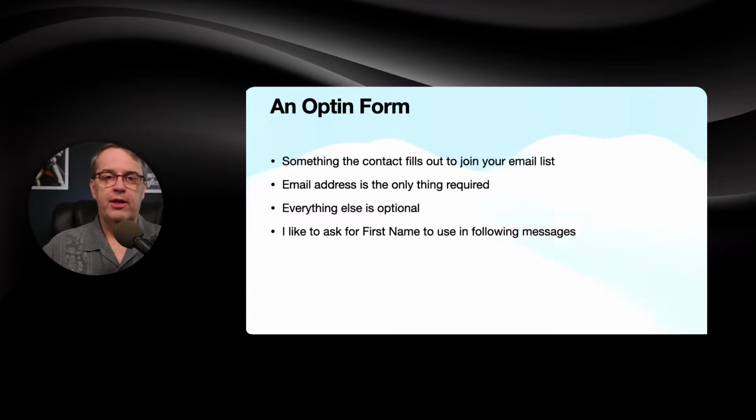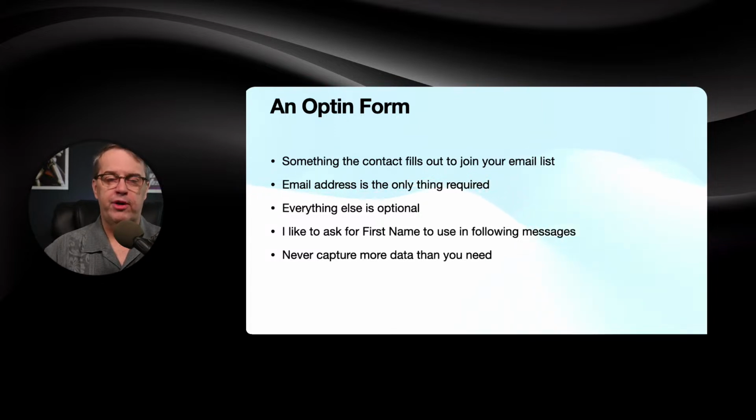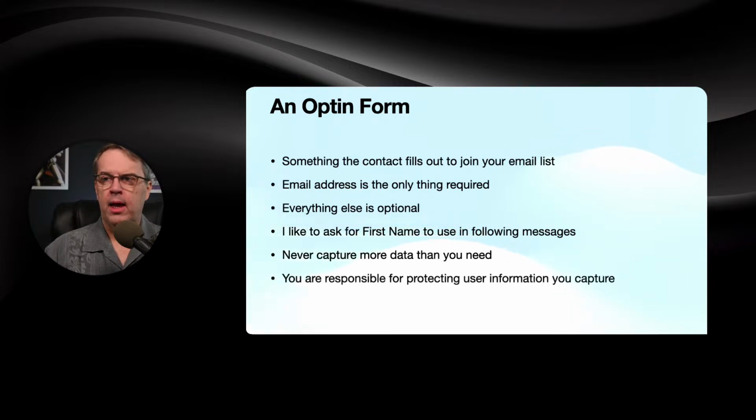Yeah, I don't want them to get the email address or the first name, but those are things that I believe I can protect. So never capture more data than you need. If you don't need it, there's no point in getting it. It makes it harder to capture somebody on your opt-in form. People don't want to spend a lot of time filling out a form just to get a freebie. Email address is all you need. First name is helpful if that's what you use, but it isn't essential. The email address is the only thing that's essential. And as I said, you're responsible for protecting all the user information that you capture.